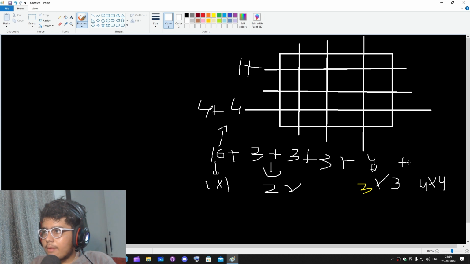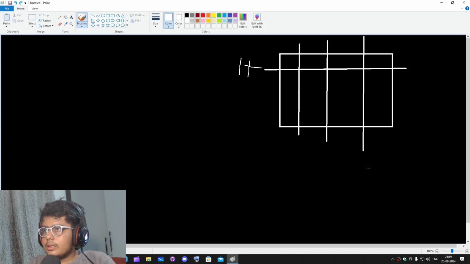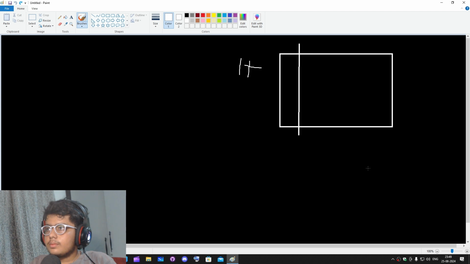So till now I've got this logic that we are adding just the square of numbers. Okay, this is 2 square, this is 1 square, this is 4 square, this is 3 square. I just want to confirm it.